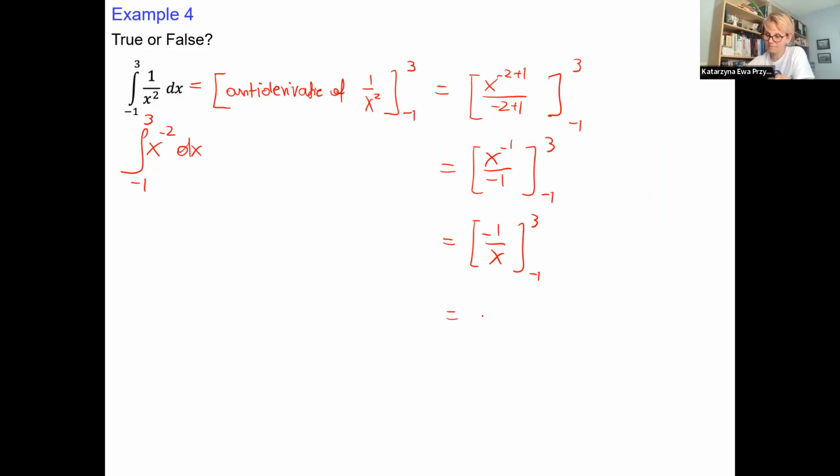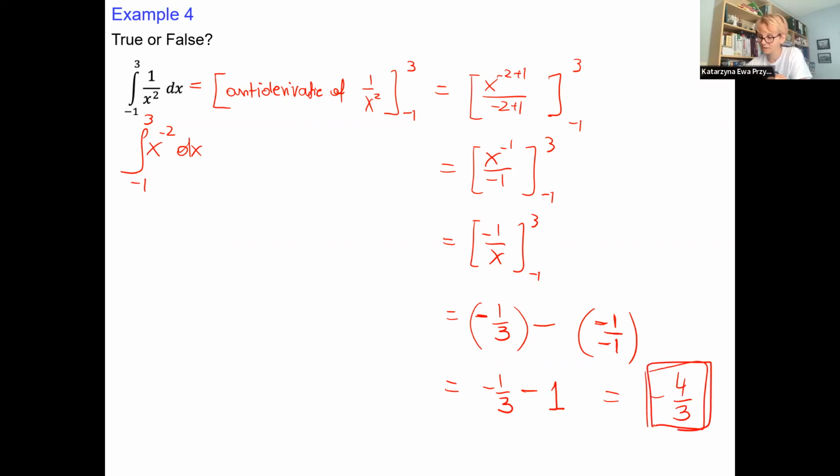Then I can substitute 3, and we have to be really careful. Do you see all of the negatives? -1 over 3, minus -1 over -1. The final answer actually is negative. We didn't make any problem on the way to get that answer, algebraic or otherwise, but we do have a problem.